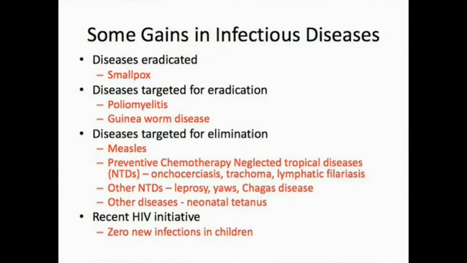We all know about the eradication of smallpox, and diseases such as guinea worm and poliomyelitis are also on the brink of being eradicated. So we've made a lot of progress, particularly in the area of vaccinations, diseases that are vaccinable, as well as where there is effective therapy. A relatively new disease such as HIV has experienced quite a lot of progress. So the current campaign is for zero infections in children by the year 2015.